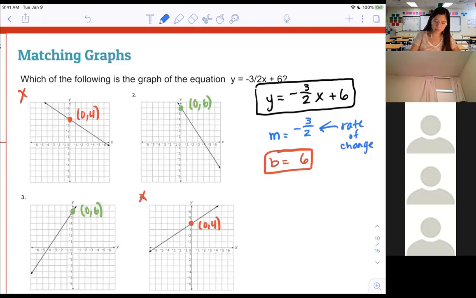And in this case, my slope is negative. That's a very important thing to notice, because if you know the slope is negative, you already know something very important about that graph. Can anyone tell me which answer choice it might be based on that information? 3. Based on the fact that it's negative?